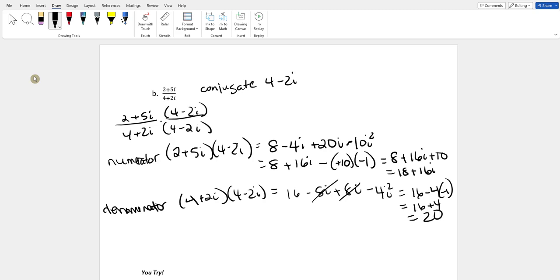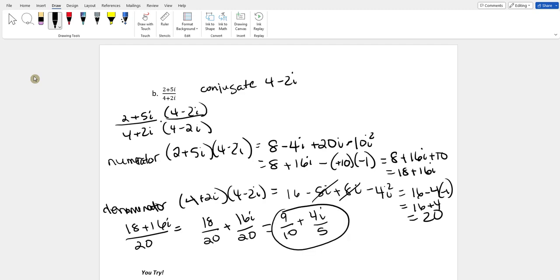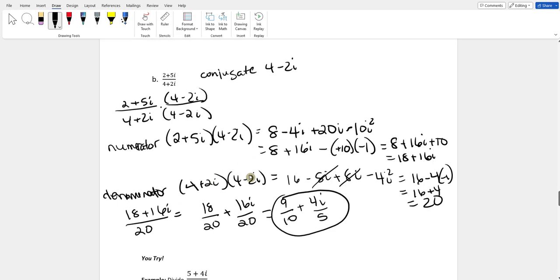So there's a little trick here for this one. When we put it all together, we get 18 plus 16i over 20, but we have to split it up. So it's 18 over 20 plus 16i over 20. You're going to have to reduce your fractions. Reduce your fractions, please. So this reduces to 9 over 10 plus 4i over 5. If you don't reduce your fractions, MyMathLab will mark it incorrect.